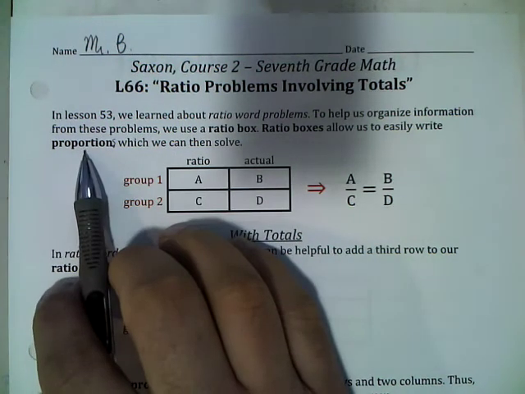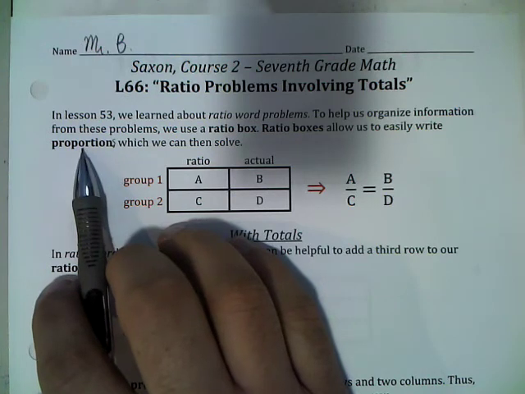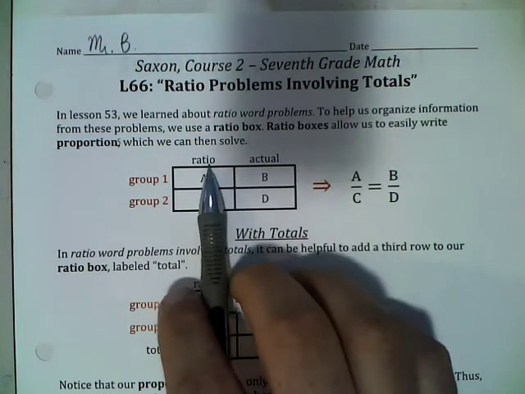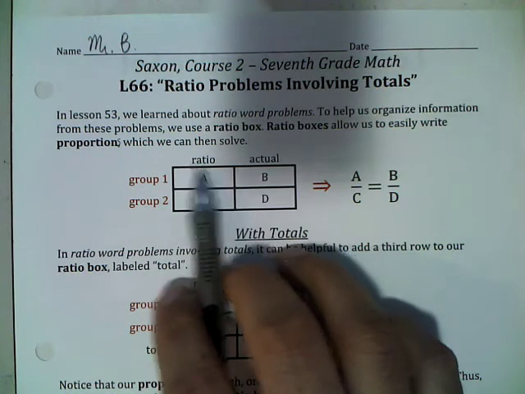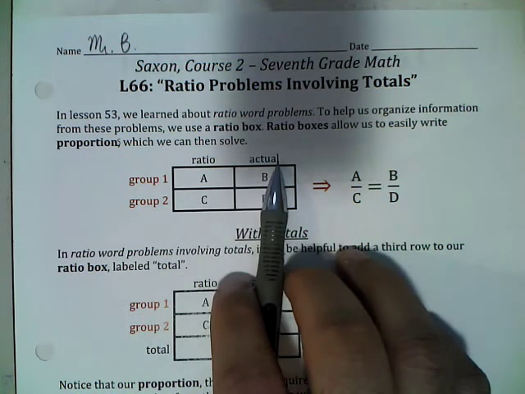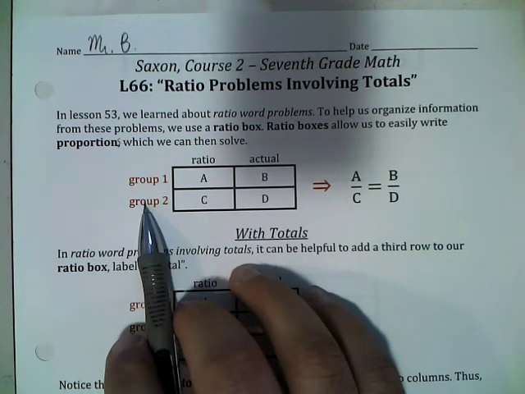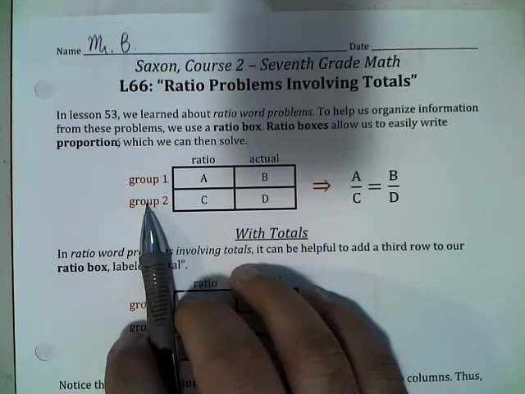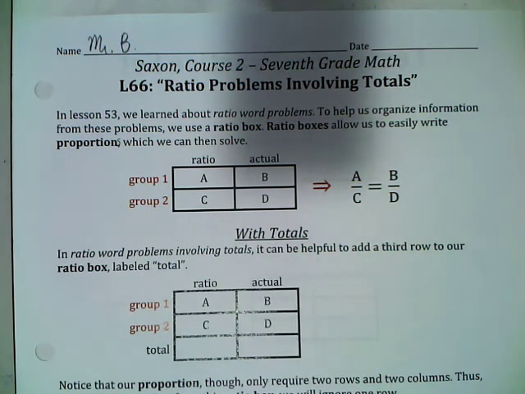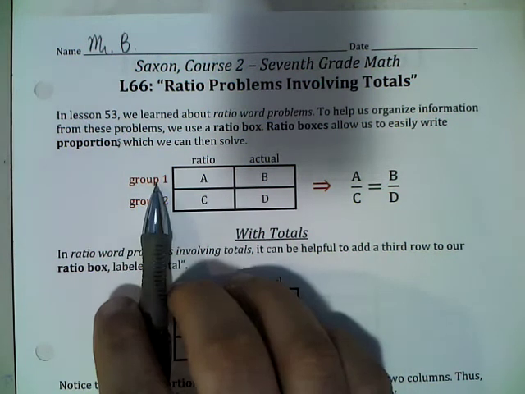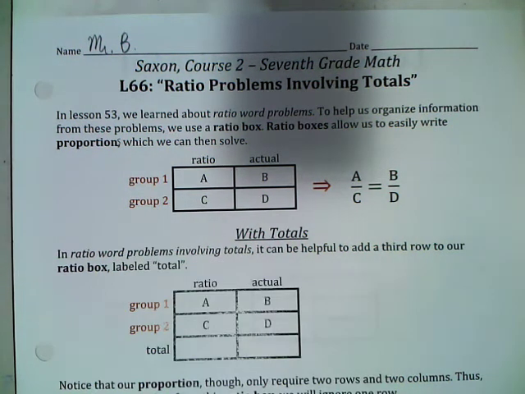Remember also that a proportion is a statement that two ratios are equal. So essentially it's going to look like two equal fractions, because we'll write the ratios as fractions. Just to review, we always label the first column of our ratio box ratio, the second column is actual, and then depending on what ratio we're looking at, we name the groups appropriately. So group 1, group 2 are in red here because we would replace them with words. If we were looking at a girl to boy ratio, then group 1 would be girls, group 2 would be boys, and so on and so on.